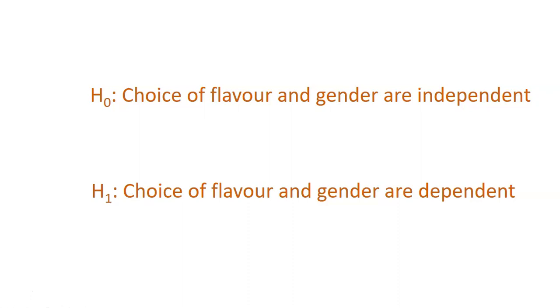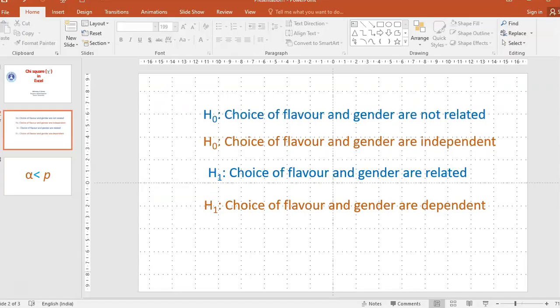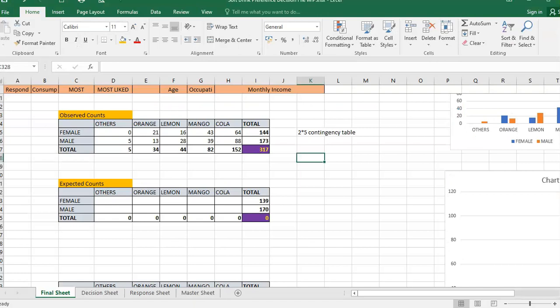So we are trying to find out from the table whether males and females, that is the gender, have some specific interest towards a particular flavor. Whether being a female, a person likes orange, or being a male, a person likes cola. That is what we are interested in finding out: if there is a relation between being male or female and their choices of any of these flavors. So that was our hypothesis.